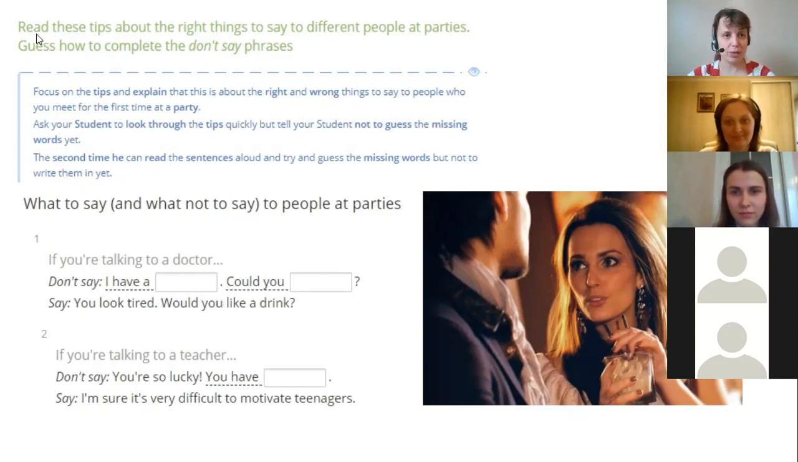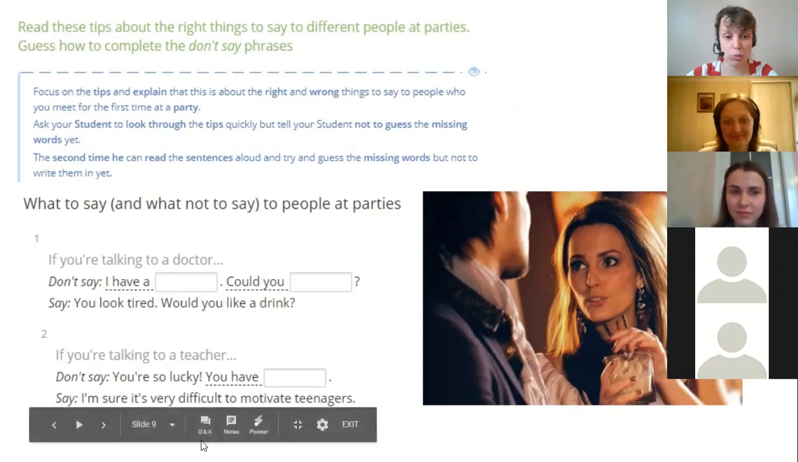Yes, but again, if we look at this instruction that is written here, the question is, why don't they just read the instruction? Because it doesn't say what to do. The tips about the right things to say, we don't see any tips. We just see "don't say" and something that could be anything. I have a dog. But it's not relevant for the situation. So if you think that your explanation can be too wordy, too long, try to demonstrate. It will be easier for the student.